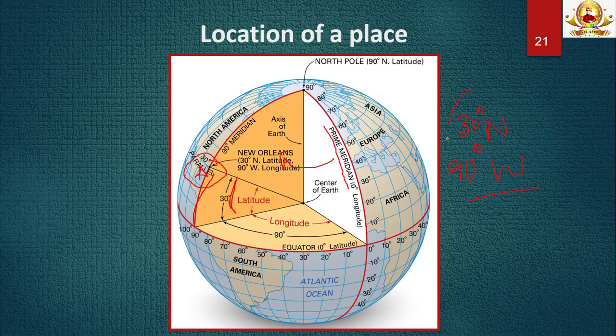So if you are given the coordinates, you can find that 30 degree comes here and then 90 degree intersects it here. So the place A is here. Or if the place is given, you can find out which meridian it is and which latitude it is, and you can find the location in detail.